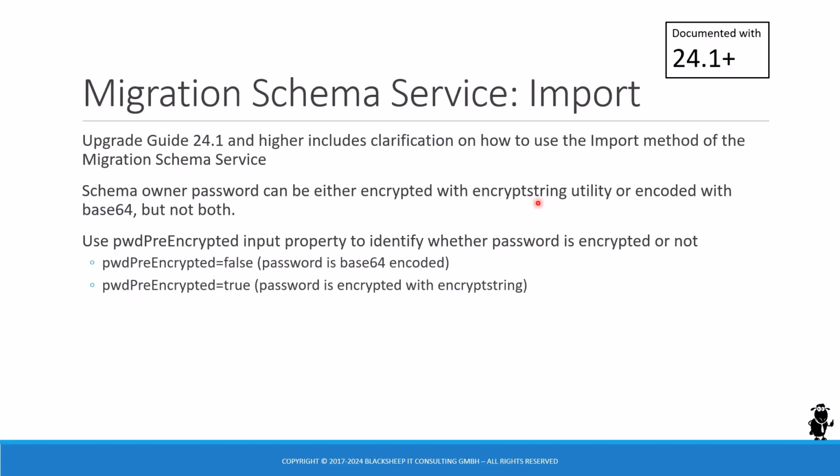Or it could be encoded with base64. So encoding is, of course, something you can decode quite easily, and the password is just a little bit better than clear text. Now the documentation clarifies that you can either encrypt it or encode it, but not both at the same time. And if you have encrypted it, you must also send the respective parameter, password pre-encrypted, set to true, or set to false if it's just base64 encoded. So that has now been clarified in the documentation.